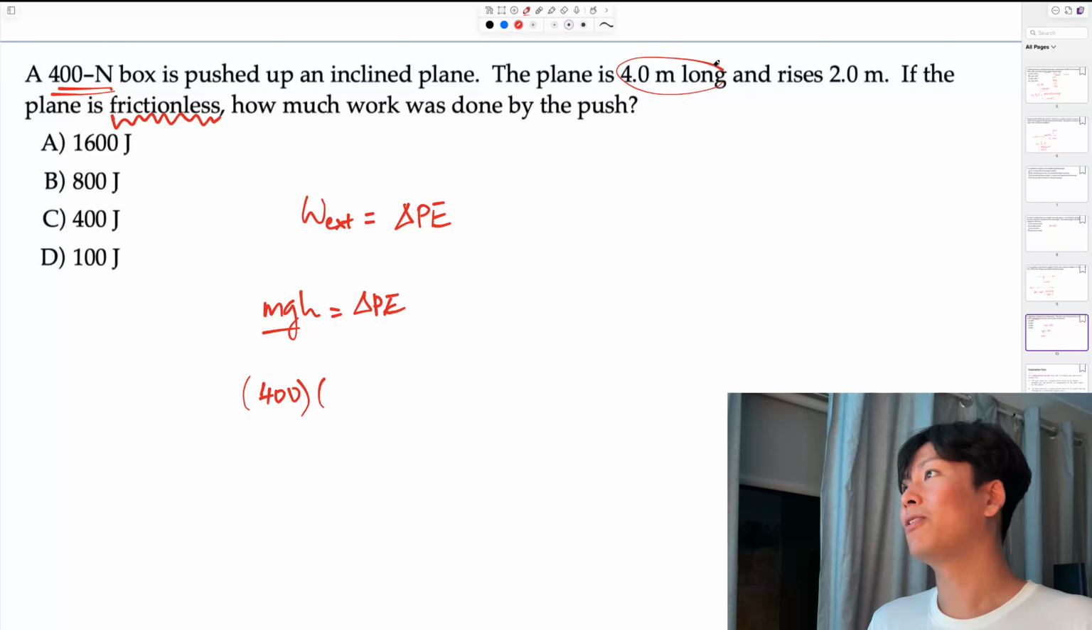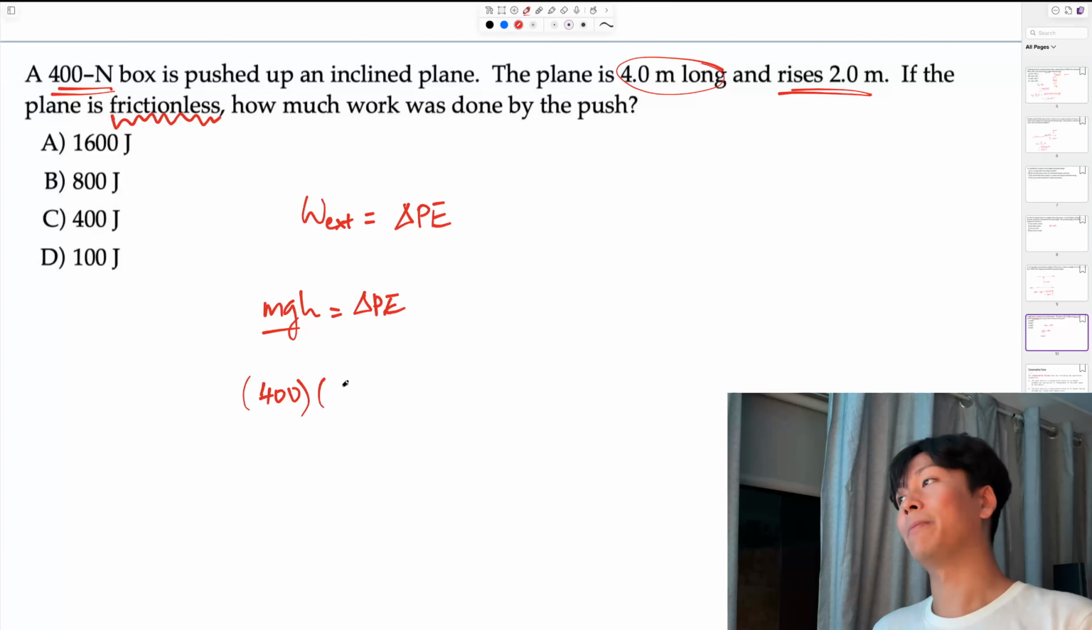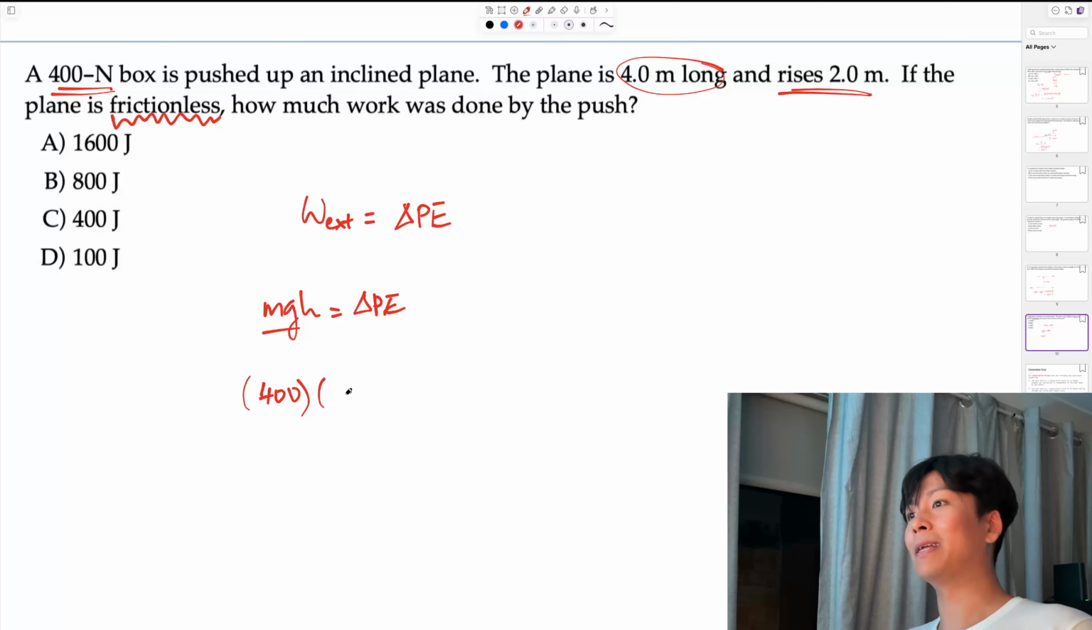I don't care how long the plane is because, again, it's frictionless. Yeah, frictionless. And so really I only care about how much it rises by, because again, potential energy depends only on the height. So times by 2, that gives me 800 joules, which is my work done by the external force.